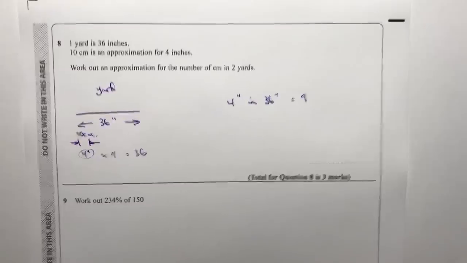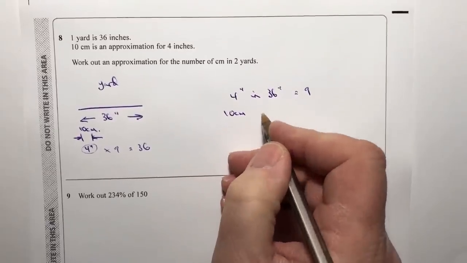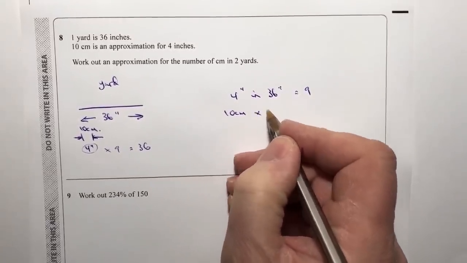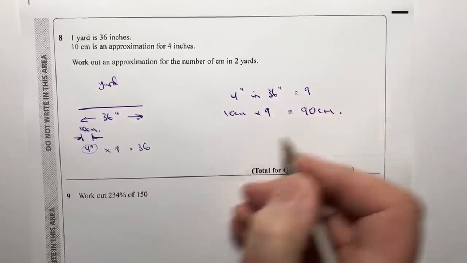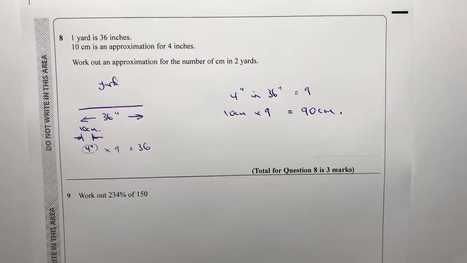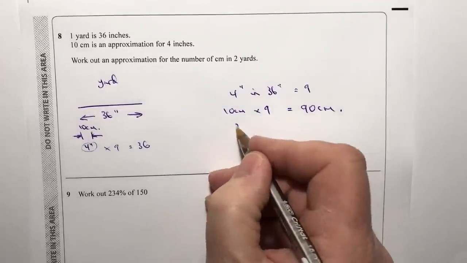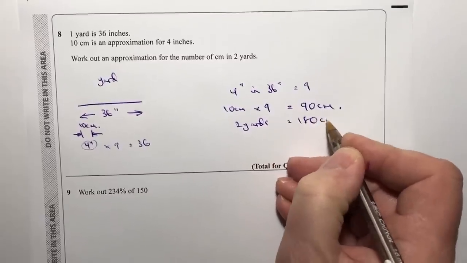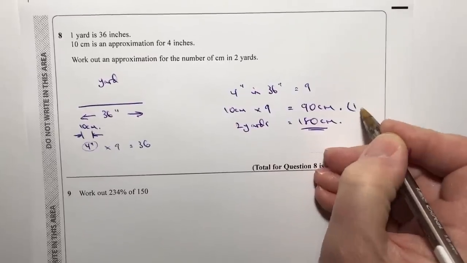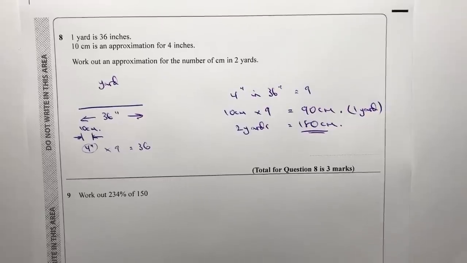Okay, so each 4 inch is going to be 10 centimeters, and that means that that's going to be also multiplied by 9, which is going to give you 90 centimeters. Okay, so if there are 90 centimeters in 1 yard, remember we're talking about 1 yard here, then in 2 yards there's going to be 180 centimeters. So if I put in here 1, that's the equivalent to 1 yard, and then this is 2 yards. Okay, I hope that's all right for you.